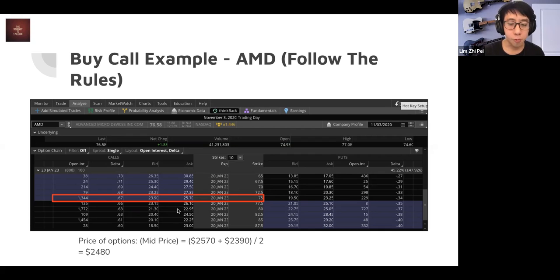If you want to have a lower capital, in this case, you can also consider a strike price of 80, which also has a very healthy open interest and is not too far away from the current stock price. So that is also another one that you can consider.